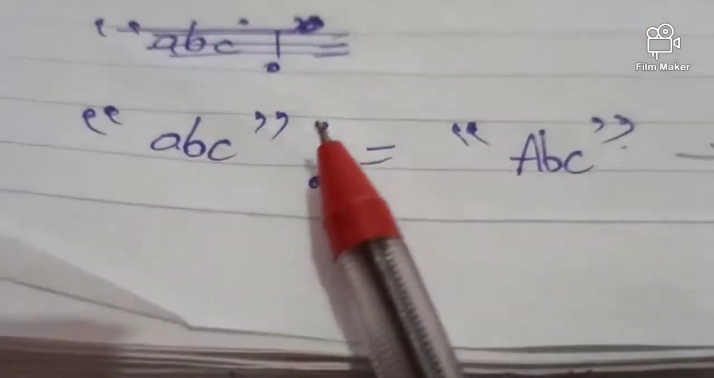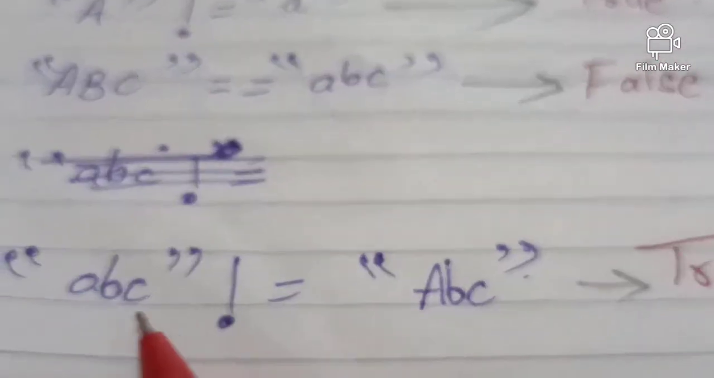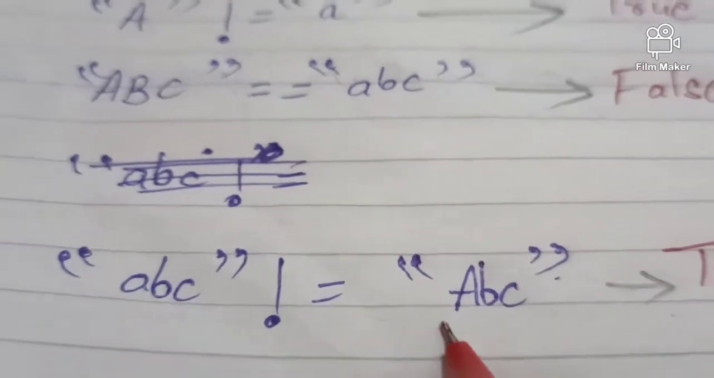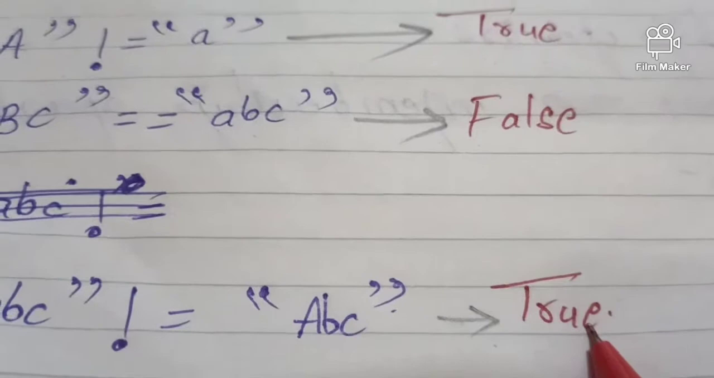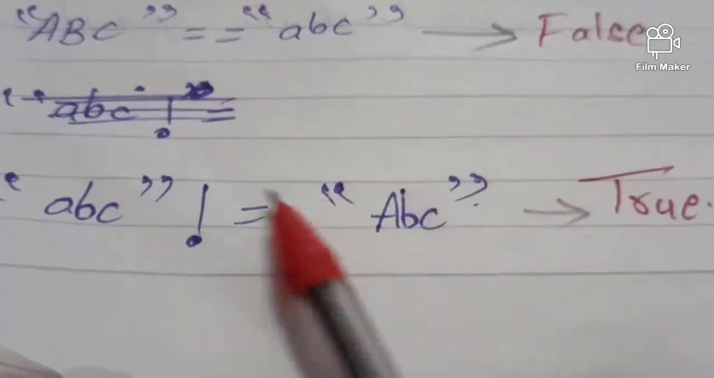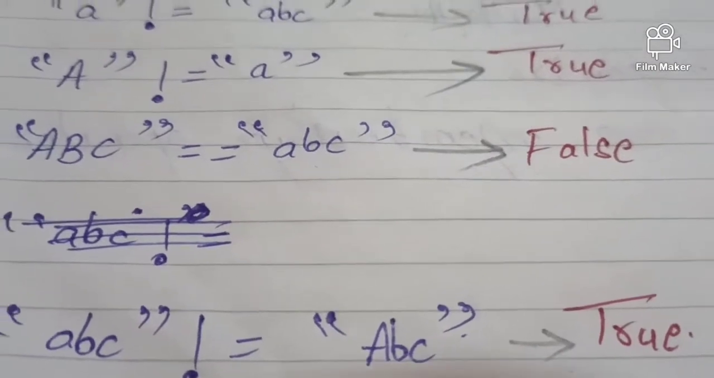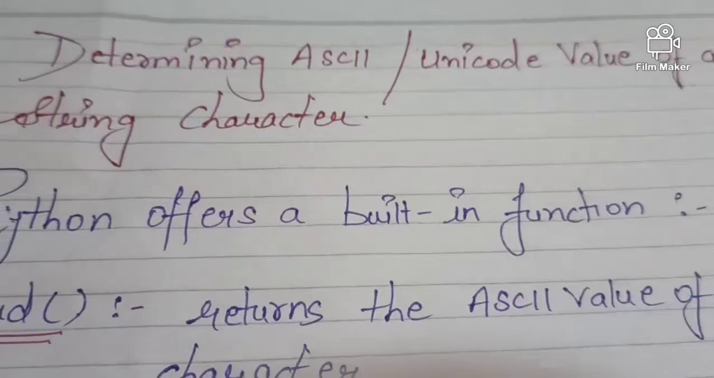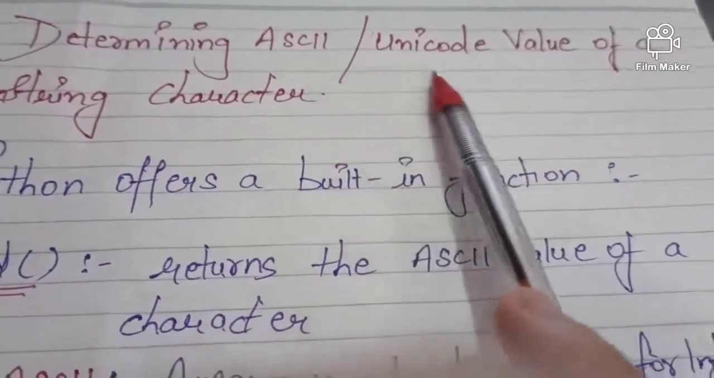Now come to the next, small abc not equal to capital ABC. It's true, because this is in small case letters and that is in uppercase letters, and they are not identical or equal, so the value it returns is true. Clear? So this is about the comparison operators on strings. Is that clear, children?